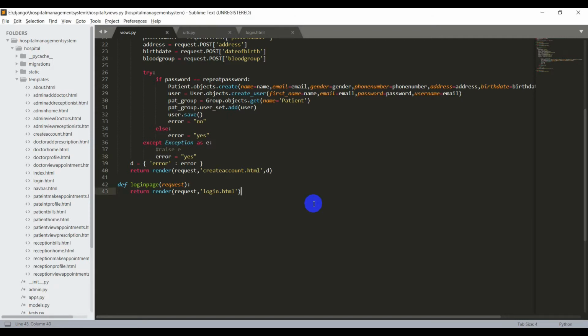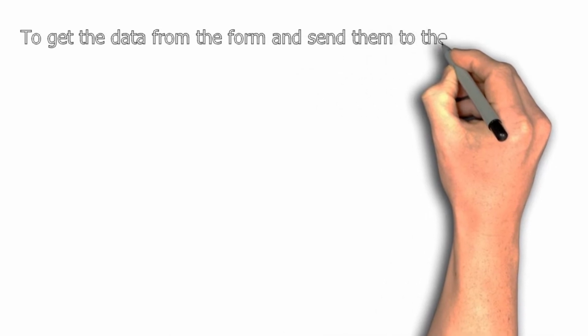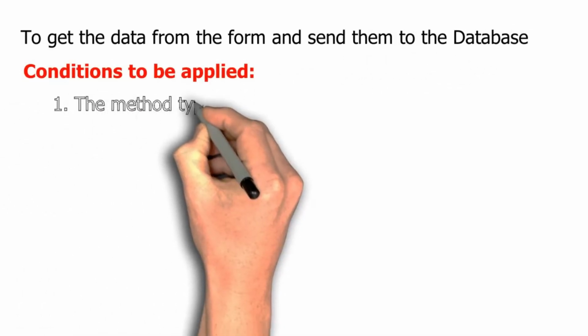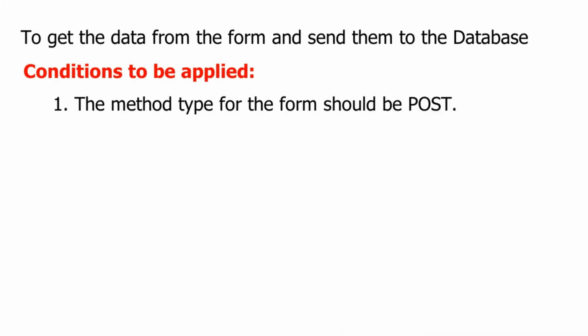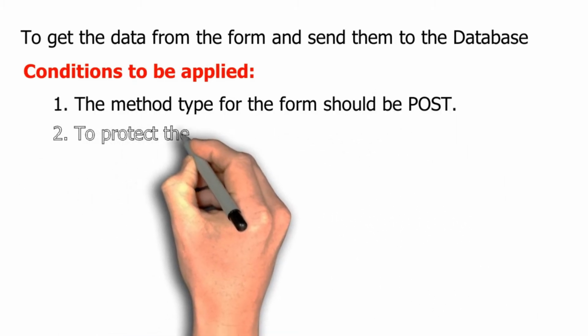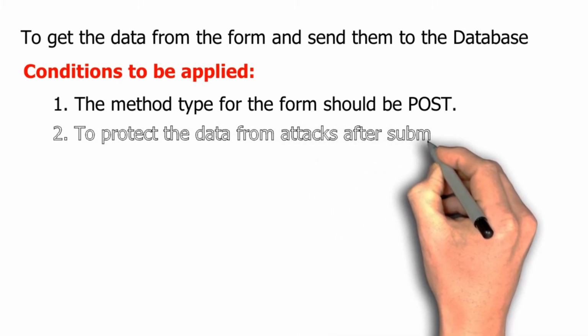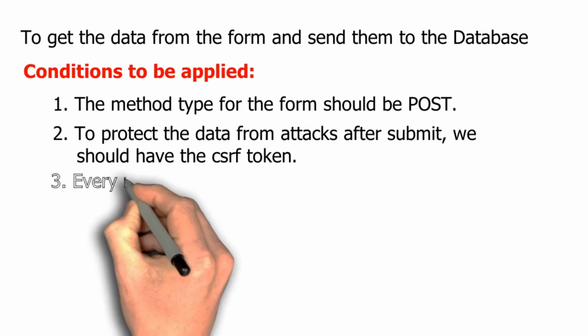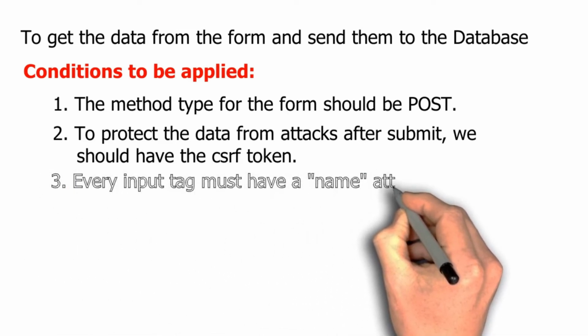to write the logic. As we discussed in the previous video, to get the data from the form and send it to the database, there are some conditions to be applied. The first one is that the method type for the form should be POST. The second one is that to protect the data from attacks after submit, we should have the CSRF token. And the third one is that every input tag must have a name attribute.